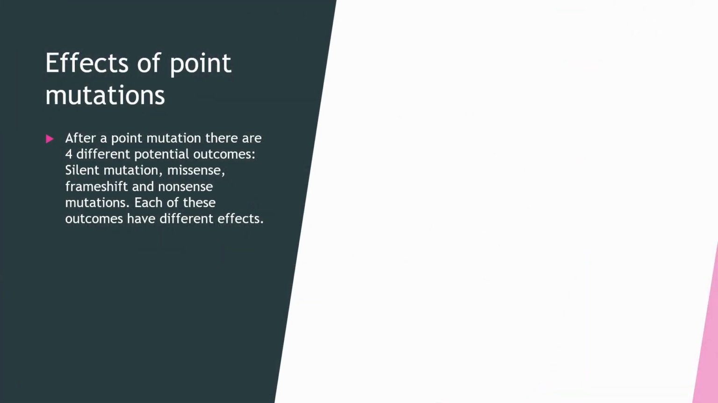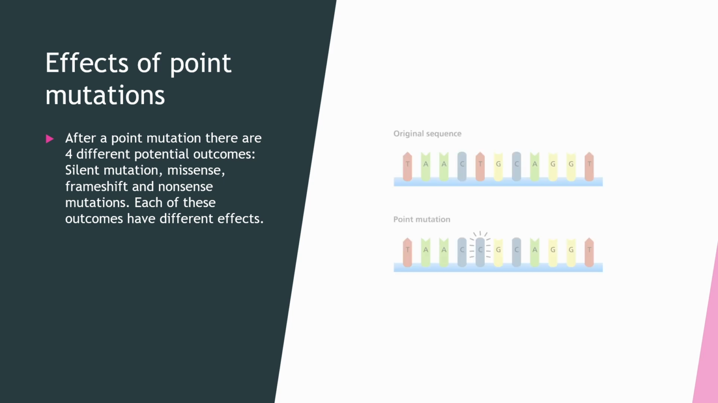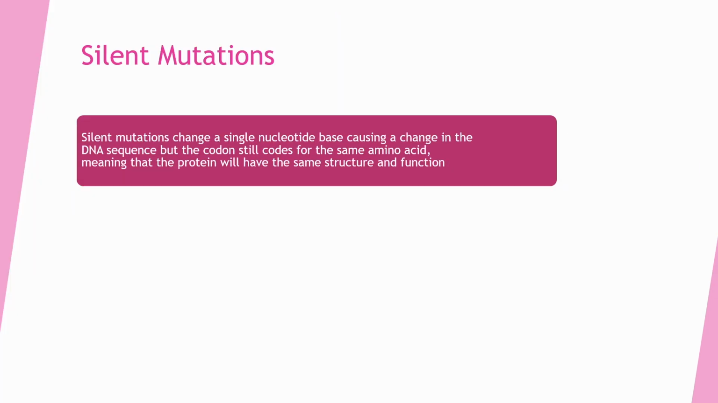So after a point mutation, there are four different potential outcomes: a silent mutation, a missense mutation, frameshift mutations, and nonsense mutations. Each of these outcomes will have different effects. With silent mutations, they will change a singular nucleotide base, causing a change in the DNA sequence, but the codon will still code for the same amino acid.